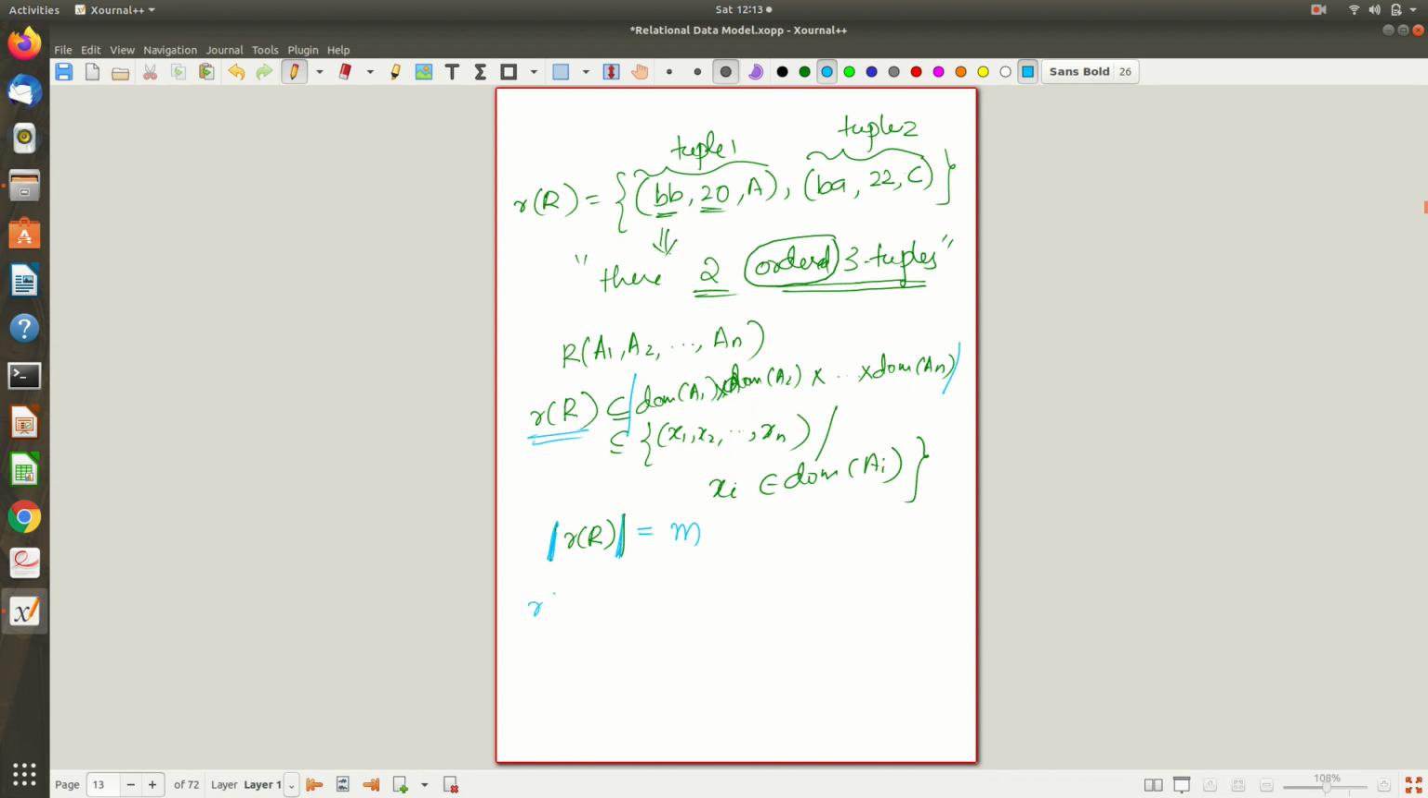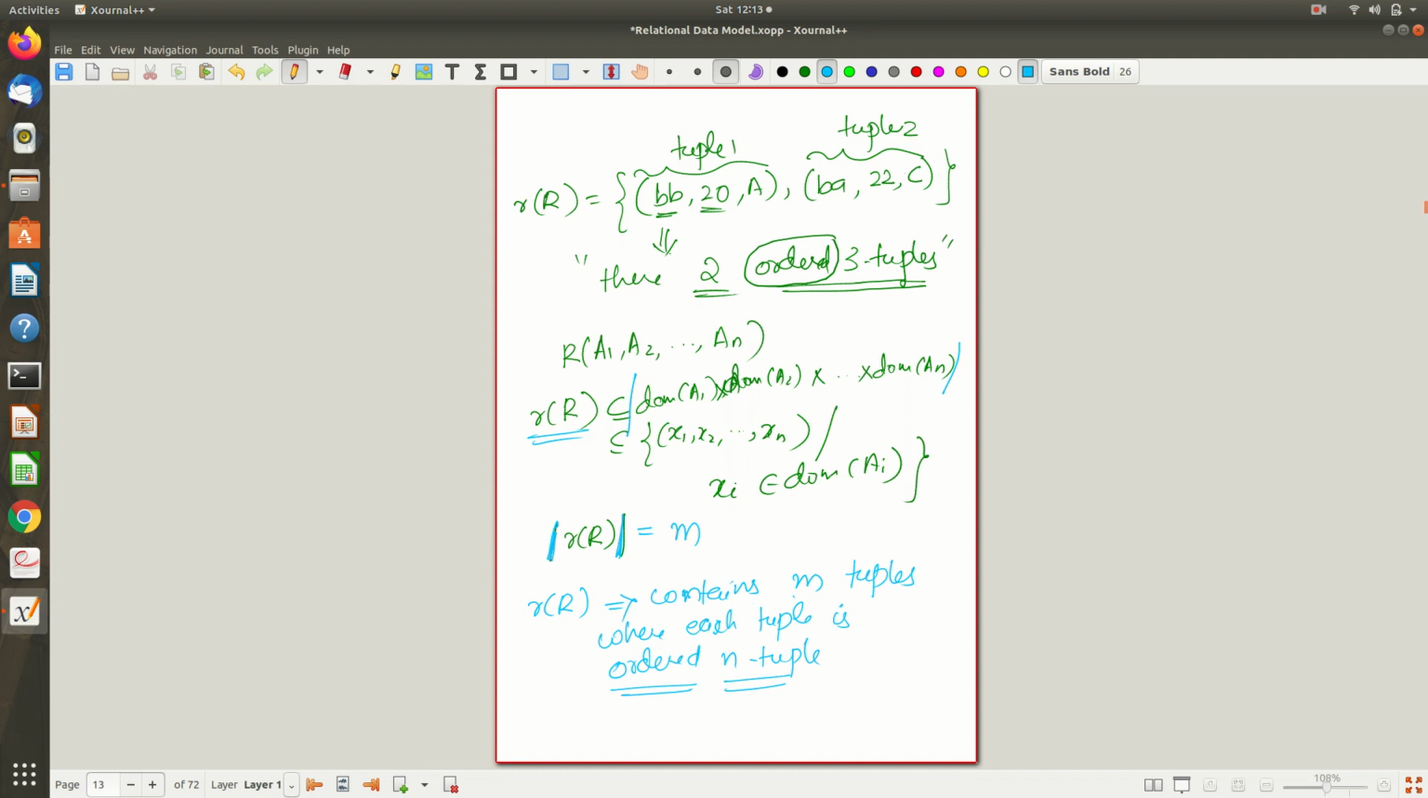Now I can say that this r(R) contains m tuples. And what kind of tuple? Each tuple is an ordered n-tuple. Okay, so this is important. This is what I was trying to say. Ordered n-tuples. So I can say that this particular relation's state contains m ordered n-tuples.